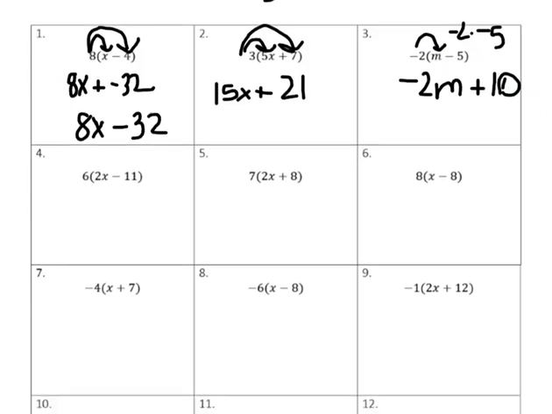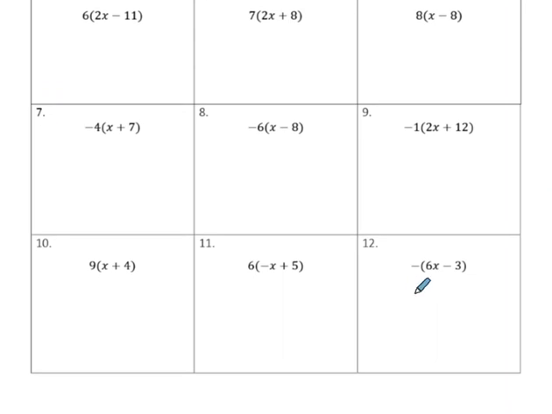Okay? I'm going to scroll down to number 12. I just want to point one thing out. Every single one of these problems has a number in front of the parentheses. This one does not. Number 12 does not. So there is an understood 1 right in the front. So you're really multiplying negative 1 times 6x and negative 1 times negative 3 for that problem.